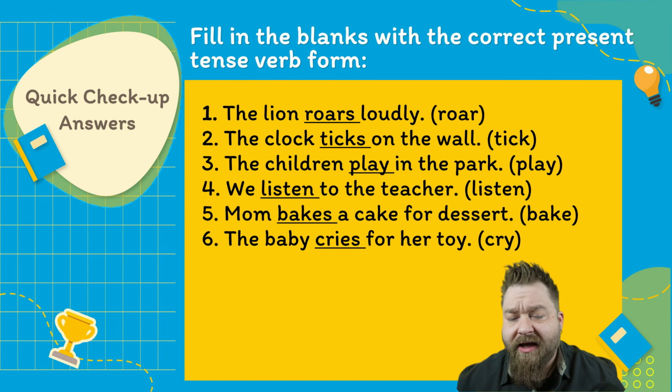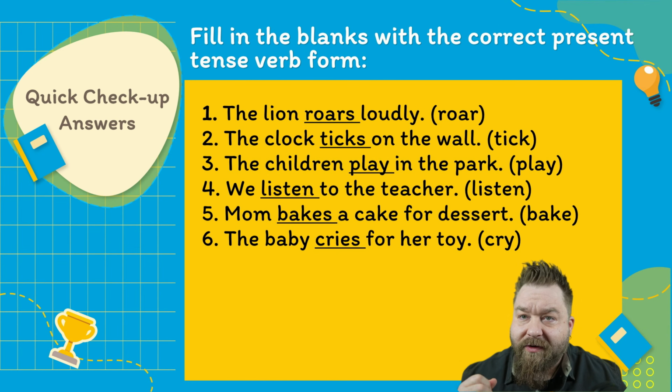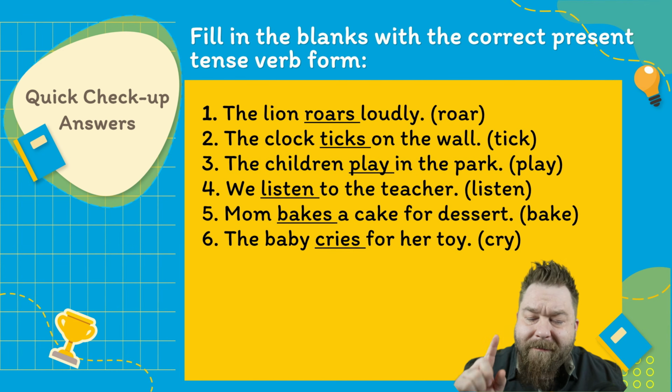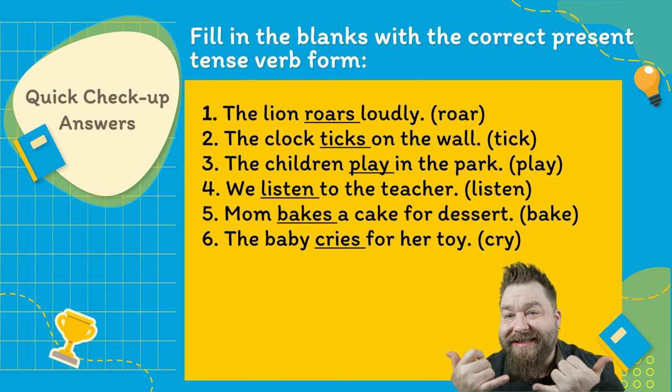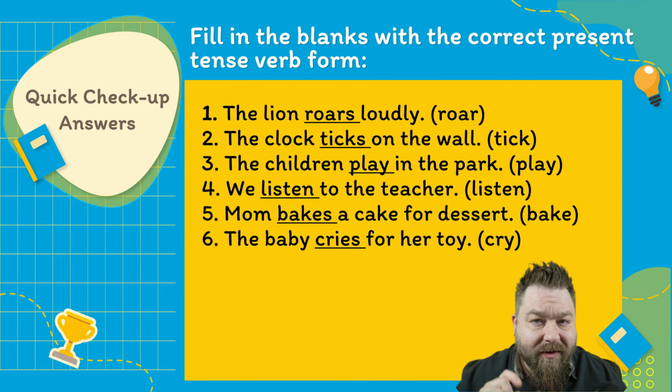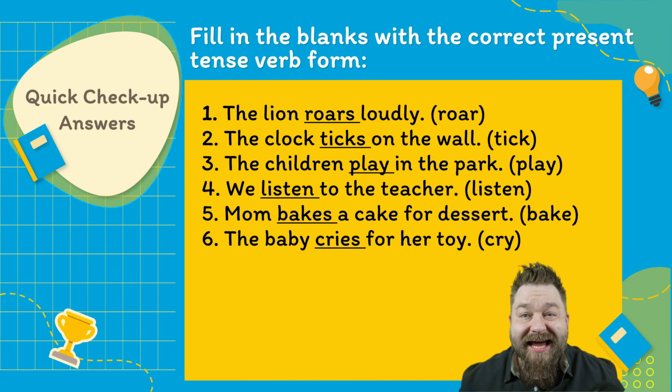Number 5, mom bakes. There's only one mom. My mom, your mom, right? One mom. Mom bakes. Add that S. A cake for dessert. And number 6, the baby, one baby. So cries. Change that Y to an I and add ES. Cries for her toy.